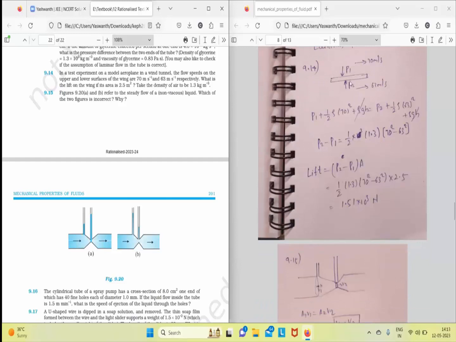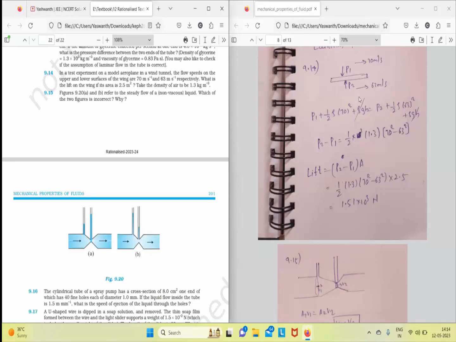So let's think this is the wing of the aeroplane. In a previous problem I explained how to keep a paper in air in equilibrium. Like you should blow over the paper to keep it in equilibrium, right? So in place of paper, if you take the wing of an aeroplane, what he's saying is the upper point of the wing is having velocity of 70 meter per second and the lower point is having 63 meter per second. Calculate the lift on the wing.